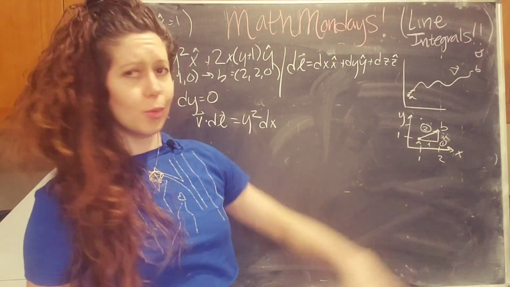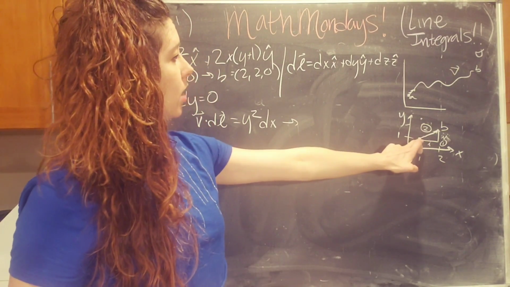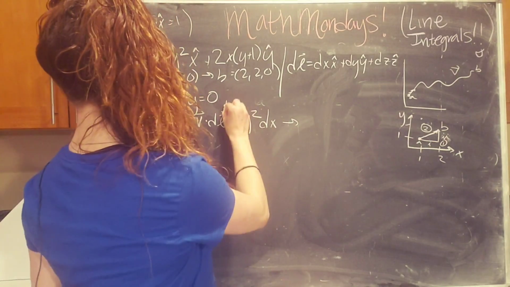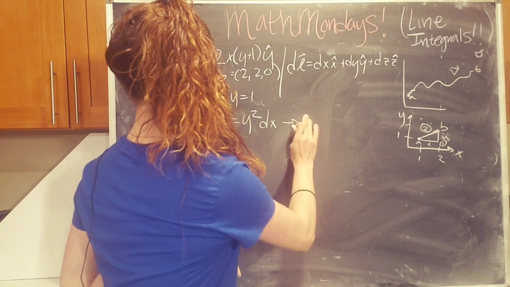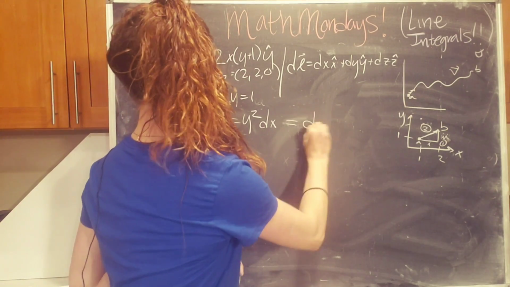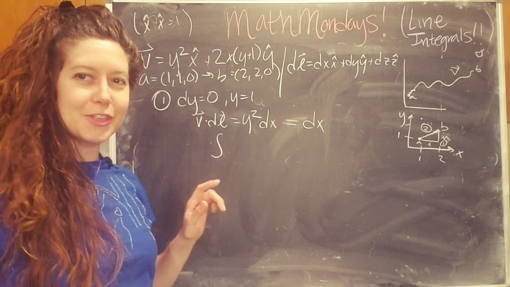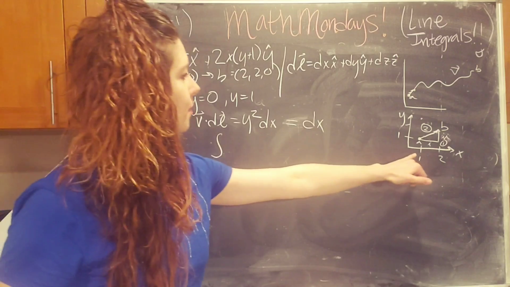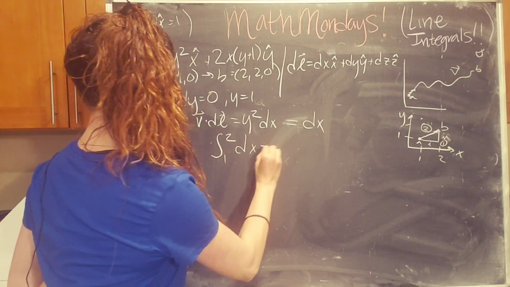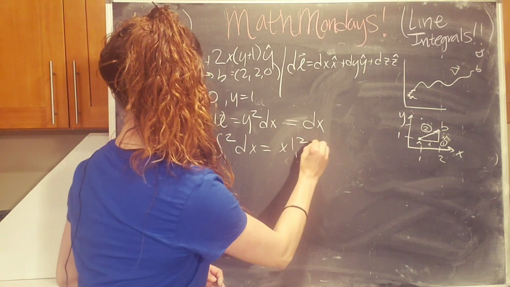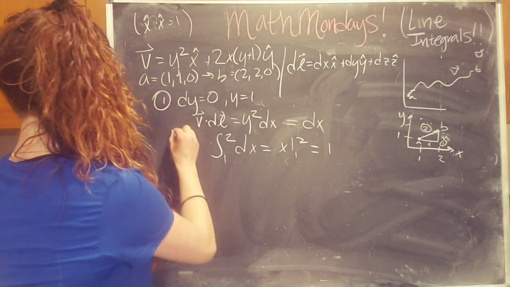Oh, hey, by the way, y is constant. And in fact, it equals 1 along this whole path. So y equals 1. We can plug that in here and then get v dot dL is just equal to dx, because 1 squared is just 1. Boom. Oh, look at that. And so now all of a sudden, the first part of our path from x equals 1 to x equals 2 is just the integral of dx, which is going to give us x from 1 to 2. 2 minus 1 is 1. Not so bad. Okay, so now let's do the vertical path.